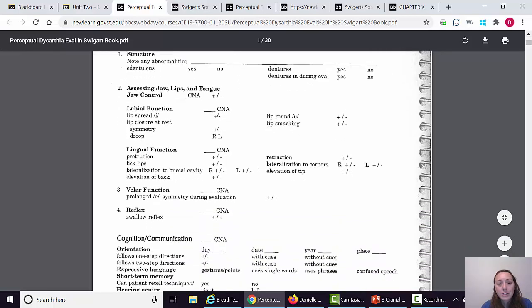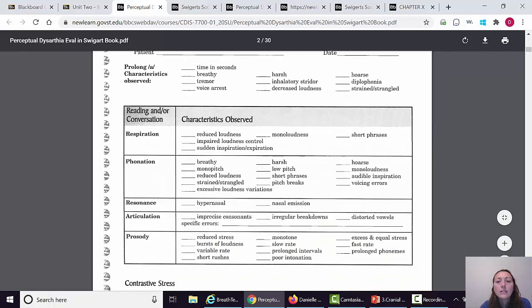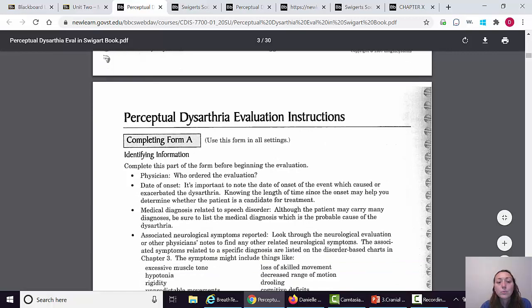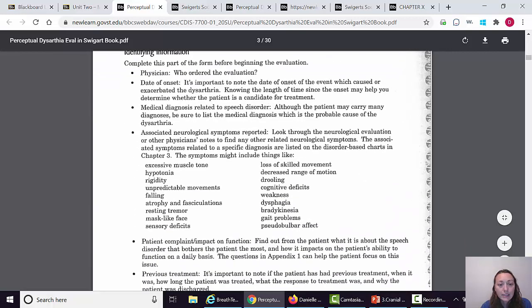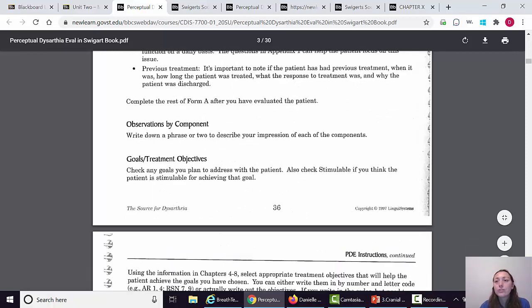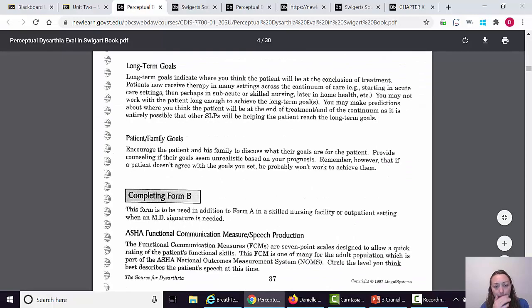So the first page is C1, which we talked about. But what I like about this form from Swigert, this resource, is that it gives really robust directions on what you're looking for, how to go through a chart, how to maybe ask your patient certain questions. It's just a nice 30-page informal resource to help guide a clinician in doing an evaluation.